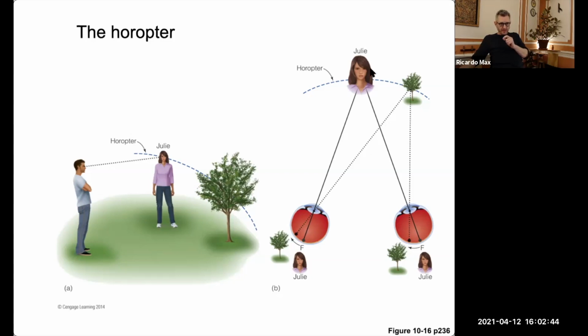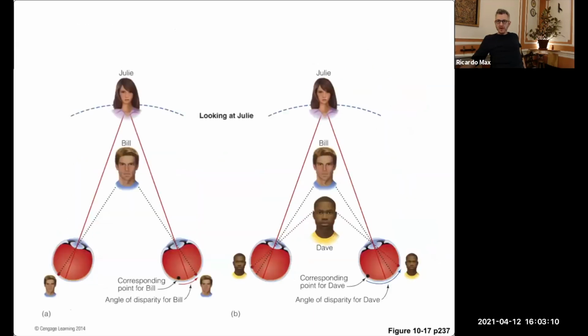So here, again, another example. The person is fixating on Julie, and the tree is the same distance from the person, that is, it falls on the Horopter. So the tree falls on the two retinas to the same size of the fovea, to the left side, and the same distance.